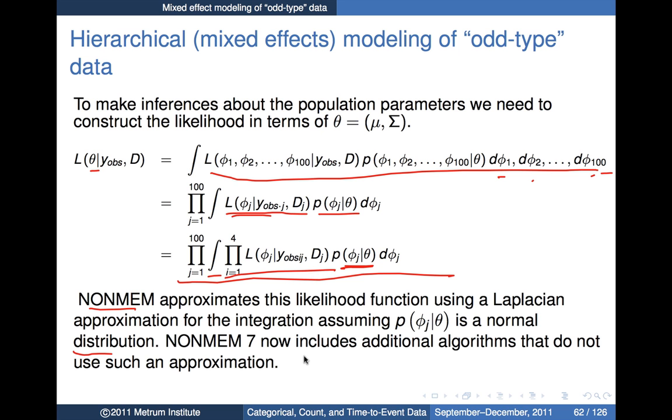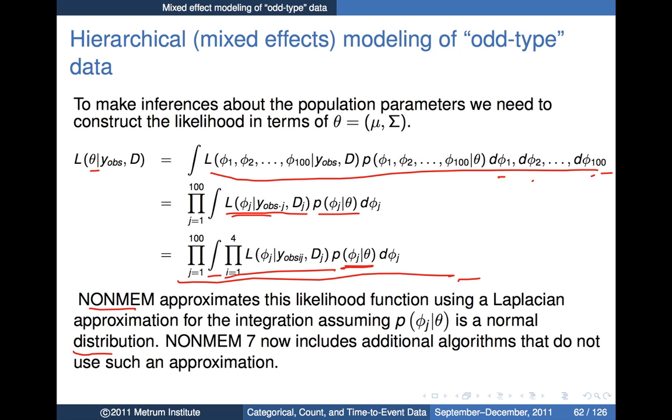With NONMEM 7, there are some additional algorithms available that do not make that type of an approximation. They use iterative strategies that, though computationally more intensive, allow you to get around that type of an approximation. Okay, so there we've described it in the maximum likelihood context.